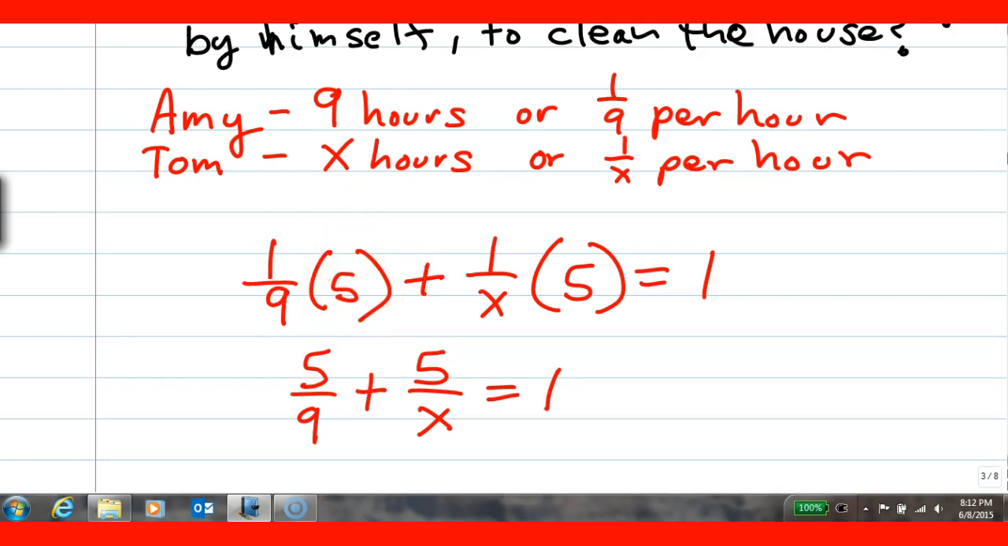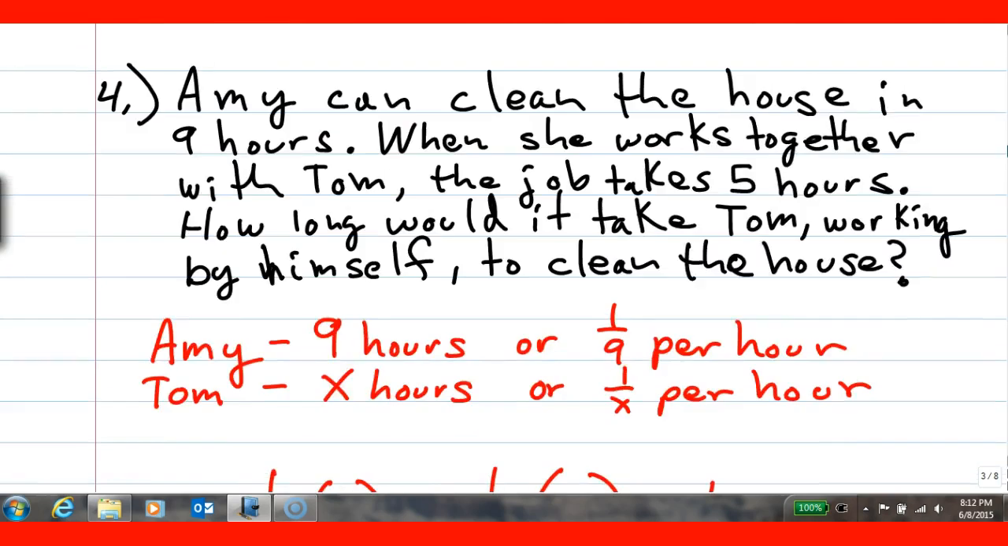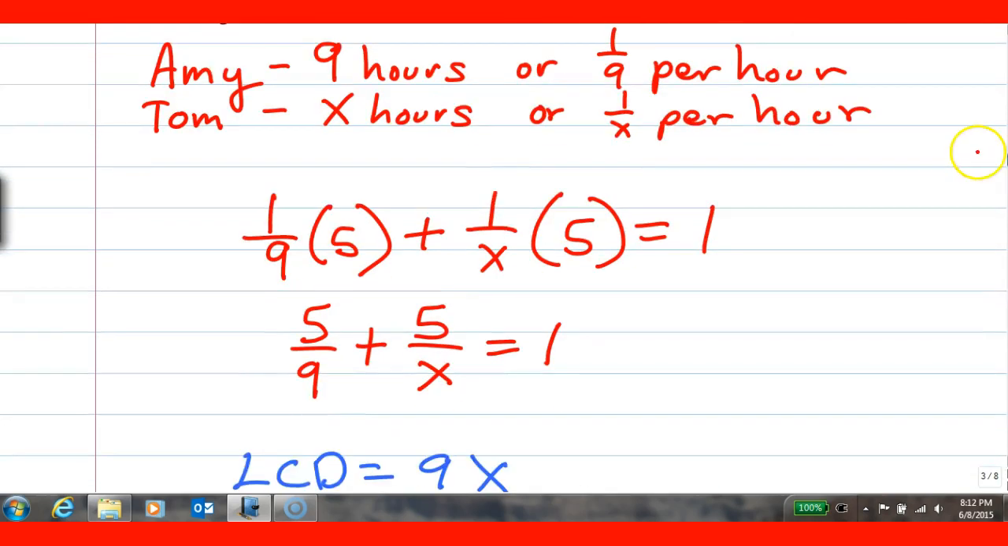With the two of them together, it's going to be 5 hours. So we plug the 5 hours in there. Then we have Tom at 1/x times 5 hours, and this equals 1 house. So we're going to distribute these together, so I end up with 1/9 times 5, so 5/9, plus 5 times 1/x, so 5/x equals 1.